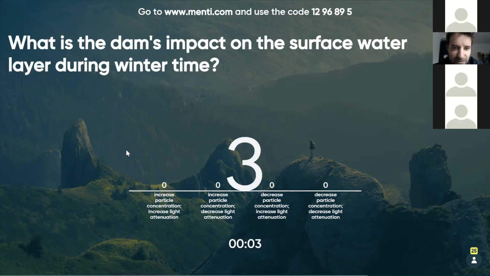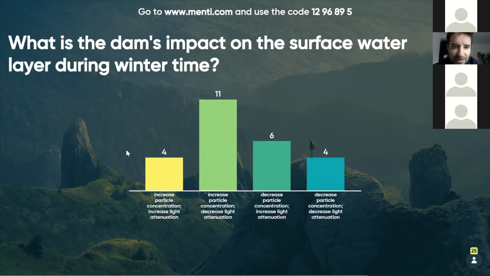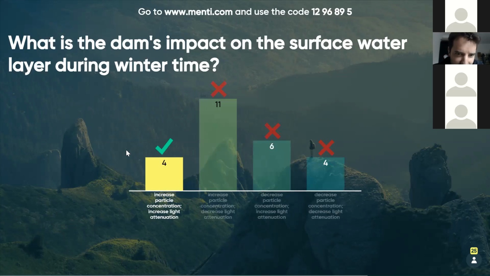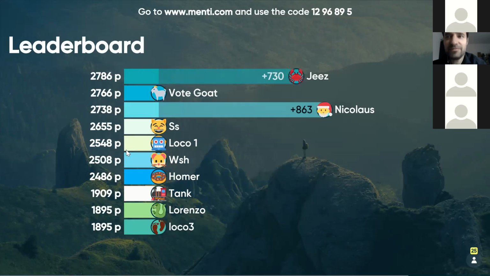Time's up. It was, of course, increased particle concentration and increased light attenuation. If you increase the particle concentration, less light can penetrate into the water, so you also increase the light attenuation. It was maybe a tricky question because you had to read very carefully, but the first answer was the correct one. Also, this was during winter time, because during winter time, a lot of turbid water is released from the hydropower reservoir.